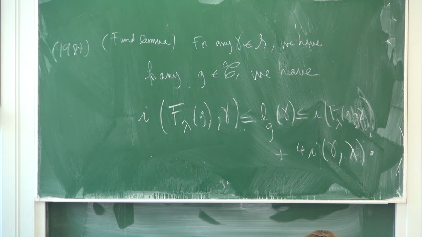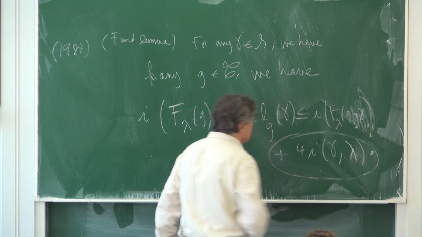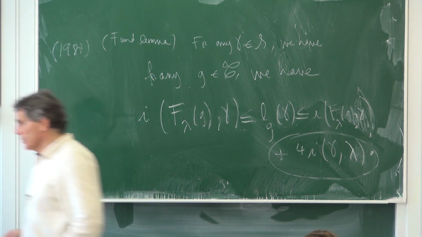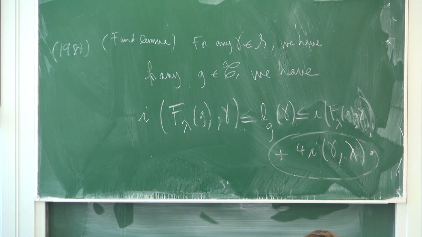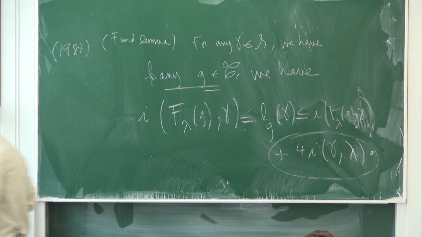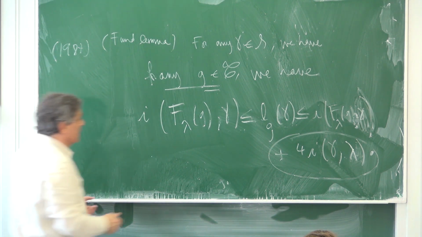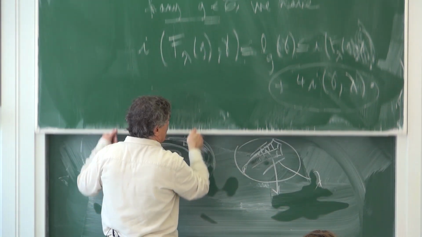Did I make a mistake here? Yeah, this is correct. This quantity here does not depend on G. This is the important thing. This quantity here does not depend on G, and this is why I have put here for any G I have put it. It stands alone here.